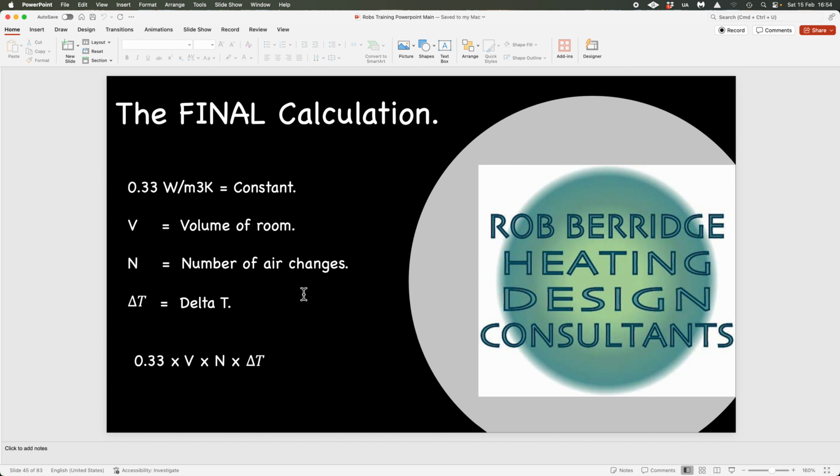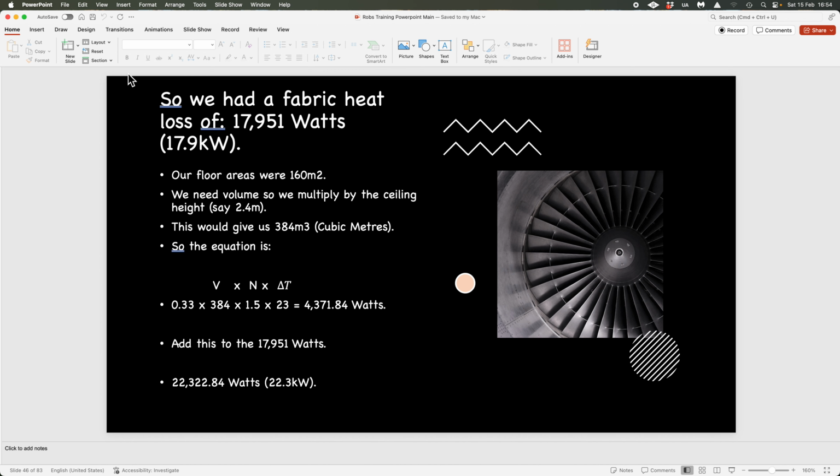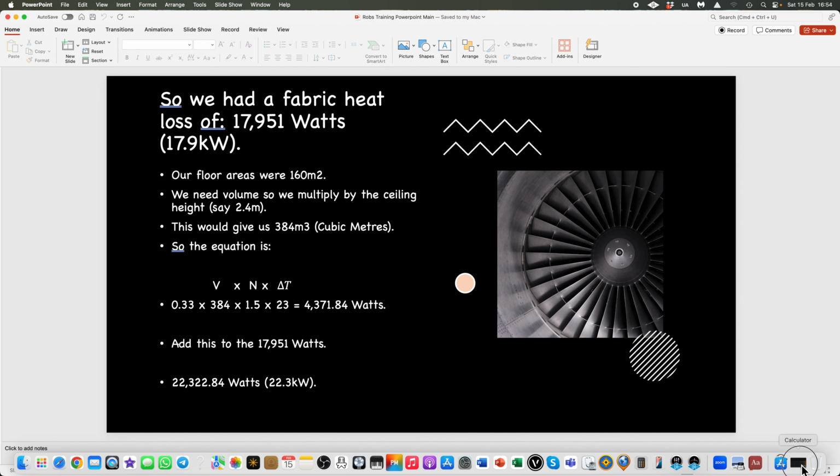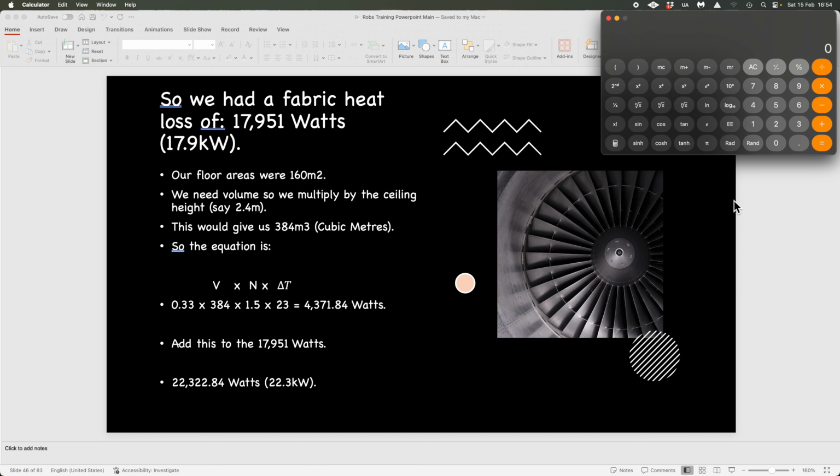But let's have a look at the equation and see what we actually had. So we had a fabric heat loss of 17,951 watts, but we'll try that again in a minute with our 6 kilowatt heat loss. That was the revised kilowatt heat loss, to see where we're going. So if we pull up our calculator and have a look at what we've got here, on the number of air change rates, we've just taken the whole of this house as 1.5.